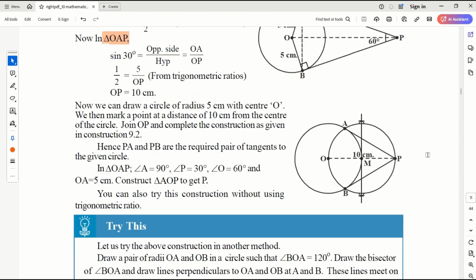Once you know OP, we have already seen how to draw two tangents from the external point. So draw first a circle with 5 centimeters radius, then take from the center a 10 centimeter line, and draw another circle with the center at the midpoint. It will touch the circle at two points A and B. From this P, you can draw two tangents now. This is how we will draw. Once you know OP, it is very easy to draw.